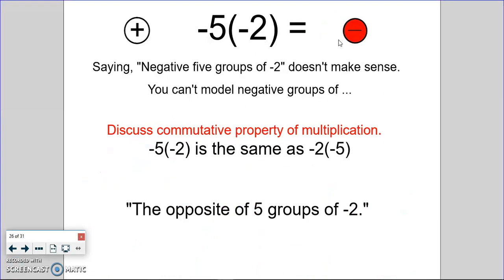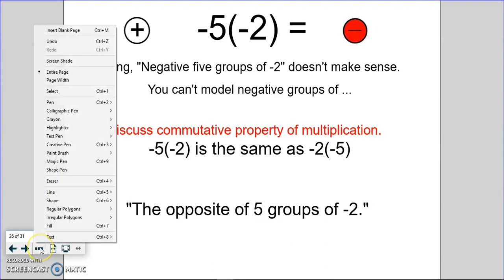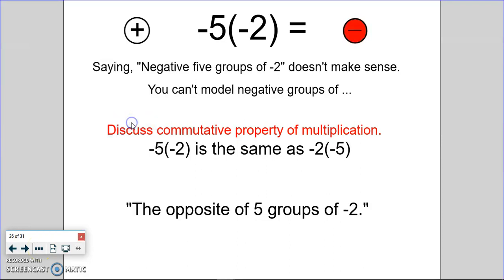All right, so in this last example, I have negative 5 times a negative 2. That would mean negative 5 groups of negative 2, which we know does not make sense. I can't have negative groups. But even if I were to use the commutative property and switch it around and get negative 2 times negative 5, I still would end up having to form negative groups, because that would mean negative 2 groups of negative 5. So either way, I'm stuck with negative groups.